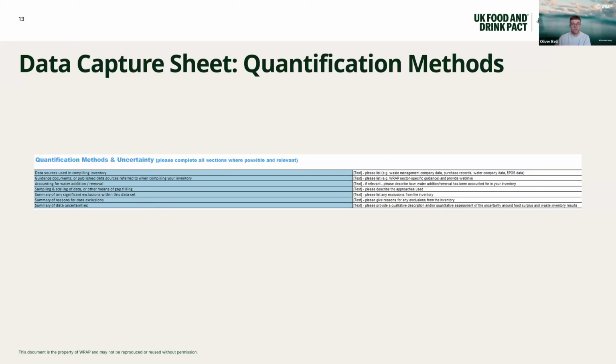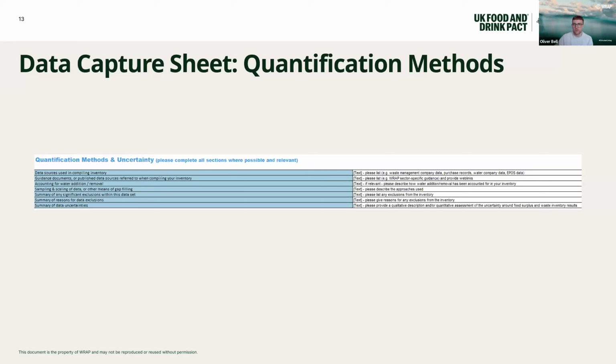If you have needed to scale your data or use a sample of sites to fill some gaps within your reporting, then please do specify that in this section as well. And as I mentioned before, any significant exclusions, for example, if certain sites haven't been included or provided data, then we'd encourage you to please include this information and also provide a justification as well.